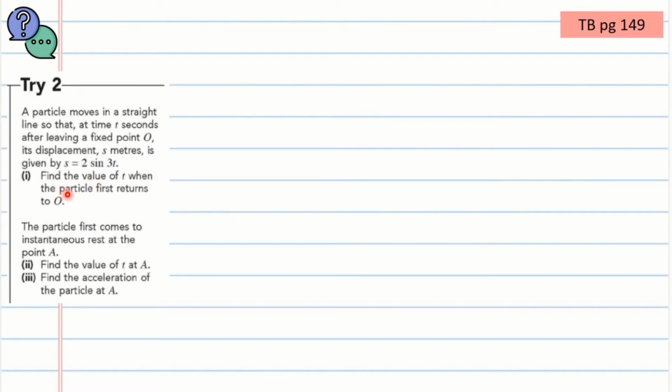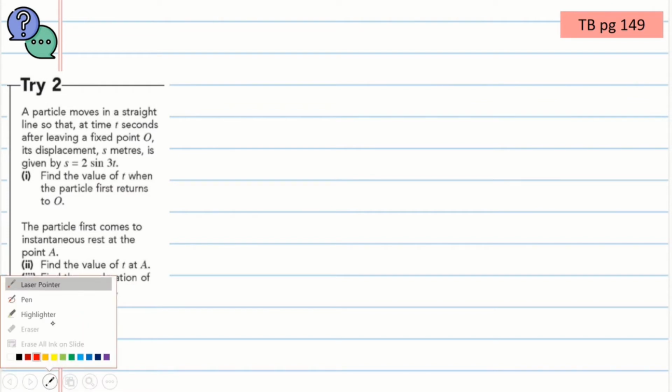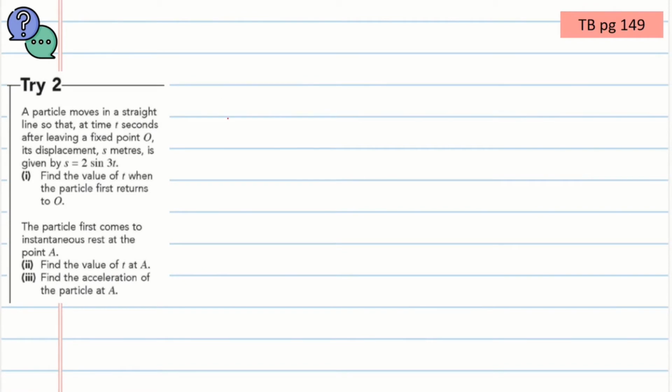So in part 1, we want to find the value of t when the particle first returns to O. So the fact is that the time is actually measured from O. So let me draw the pen first. Okay, so time is measured from O itself. So time is equal to 0 over here, and your displacement is also being measured with reference to O itself.